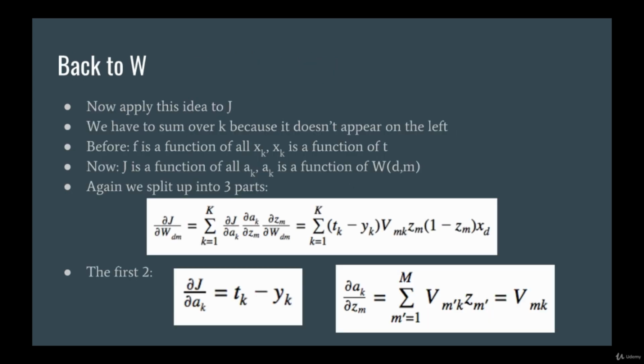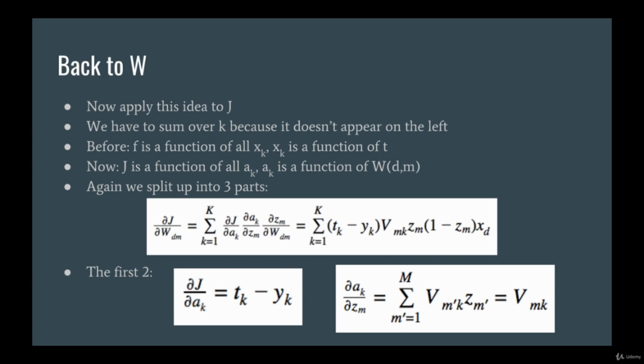So we can apply this same idea to the cost function J. Notice that you have to be careful which variables you break up with the chain rule. We know that we're going to have to sum over k, for the simple fact that k does not appear on the left side of the equation, and therefore, according to the chain rule for total derivatives, we need to sum over all the possibilities. So before we had the situation where f is a function of all xk, and all xk are a function of t. Just by simple renaming, we can say that J is a function of all ak, and all ak are a function of Wdm. The trick is to break it up at the activation A.